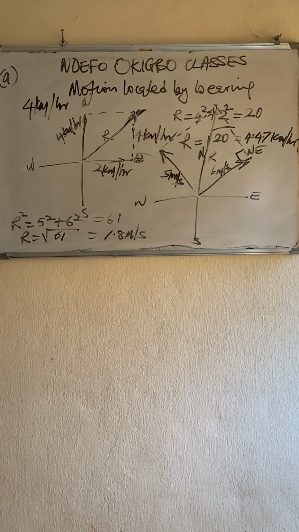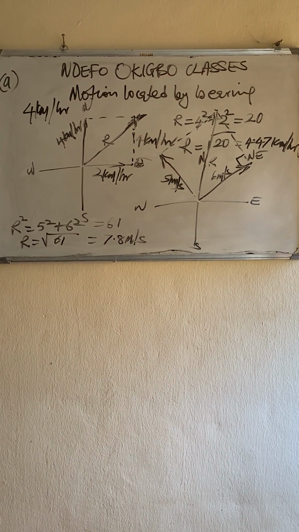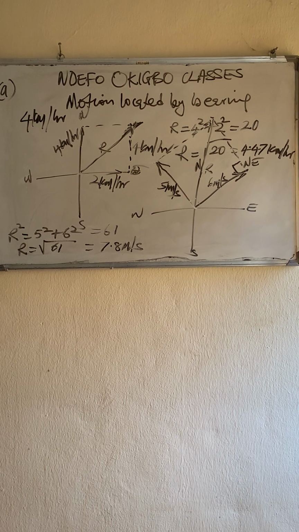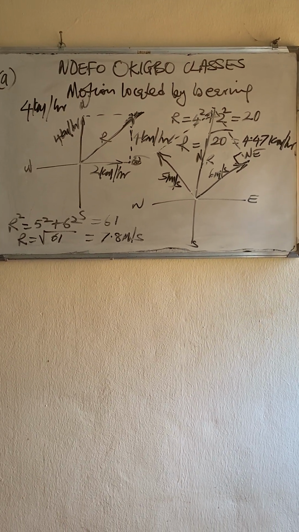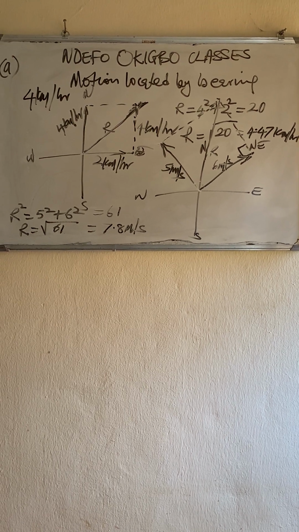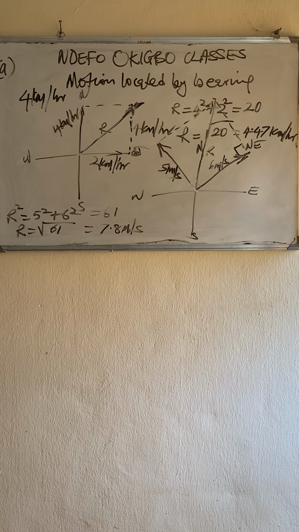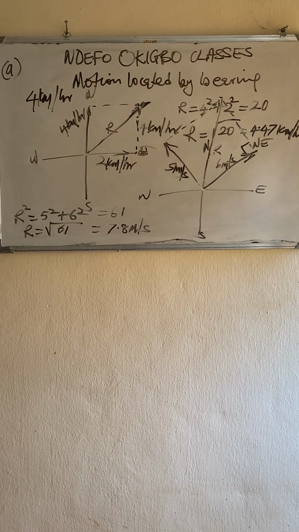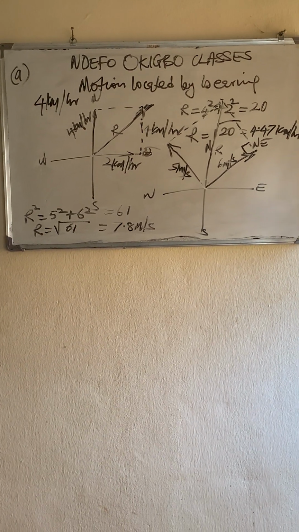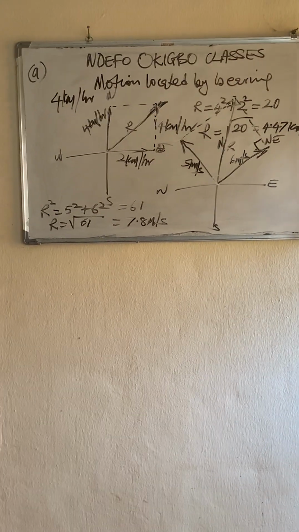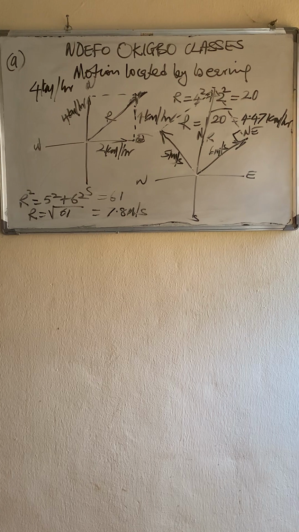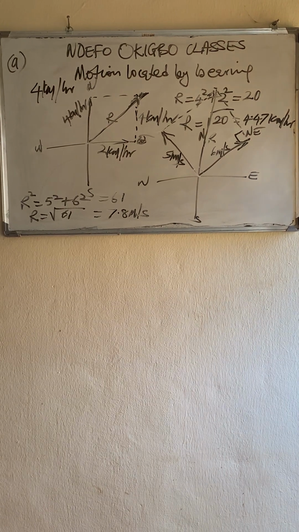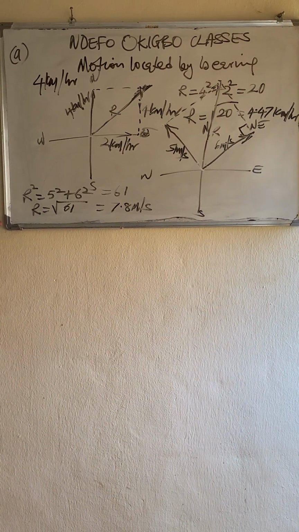So let me now read the question that I just solved again. Number A of the question: a bird flying at 4 kilometers per hour due north encounters a wind blowing due east at 2 kilometers per hour. What speed will the bird eventually end up with in flying? That's A. B: if the bird moves 6 meters per second in the northeast and the wind moves 5 meters per second northwest, find the final speed of the bird. That's what I've just done.